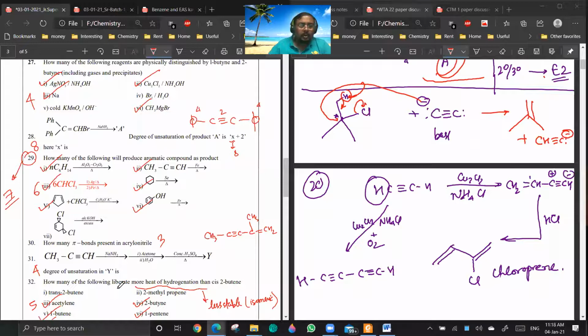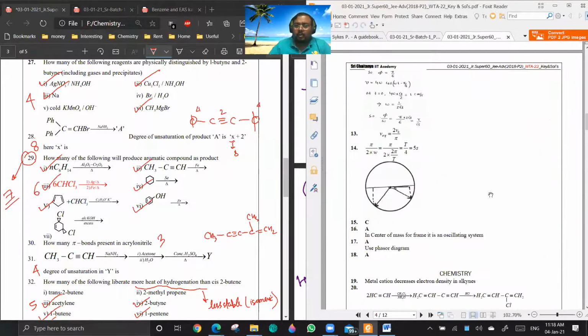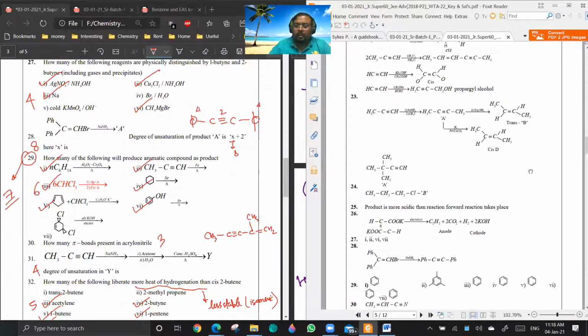27 and 28 and 29. In 29, the answer should be 7. All of them will be giving aromatic compounds. The answer would have been 6 if they had asked which one of them will be giving benzene as the product. But in that case also the answer will be 5 only, because 5 will be giving chlorobenzene. Let me just show it to you. They have given the answer as this. In 5 they have given the answer to be benzene, but the answer is chlorobenzene.